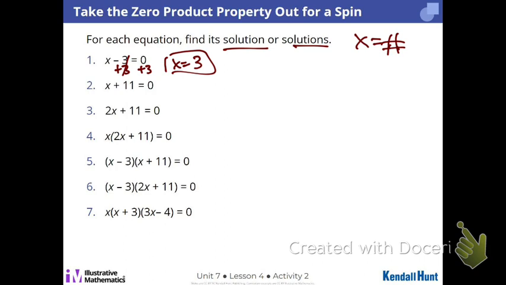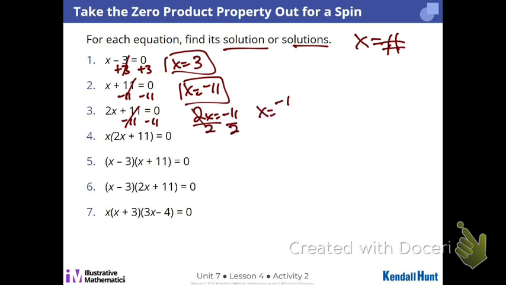Okay? Number 2, x would be -11 to make it equal 0. Number 3, if 2x is -11, x is -11 halves. Some of you wrote -5.5. It's the same thing. So 5's where stuff starts getting fun. I put -5.5. Yeah, that's good.